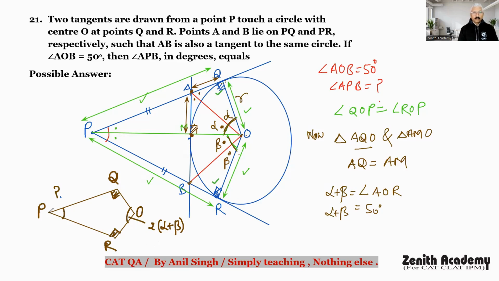So now it is a quadrilateral PROQ. And in a quadrilateral, the sum of the interior angles is equal to 360. So it is 90, it is 90, 180. It should also be 180. 2 times alpha plus beta, and alpha plus beta is 50 degrees. So this is going to be 2 into 50 degrees, which means 100 degrees. If it is 100 degrees, then this will be 80. And this is our answer.